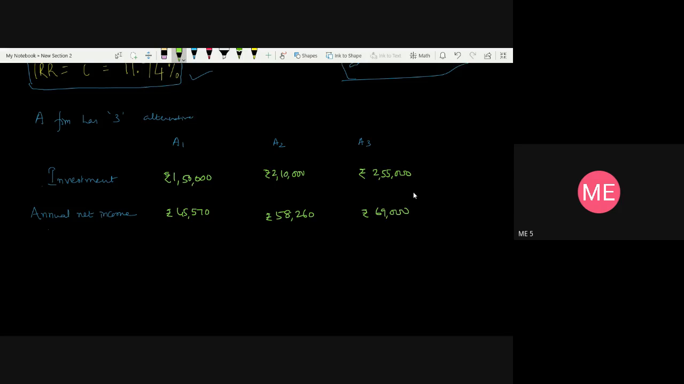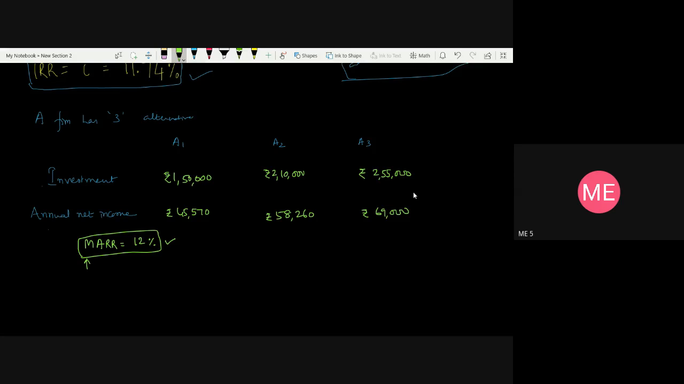There is also a minimum attractive rate of return for the firm. We need to compare against this minimum attractive rate of return, and based on that, find the best alternative using the rate of return method. This is not used for calculation, it is for comparison purposes. We have to take this MARR equal to 12%.